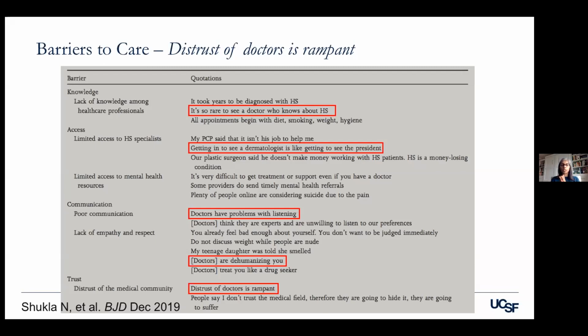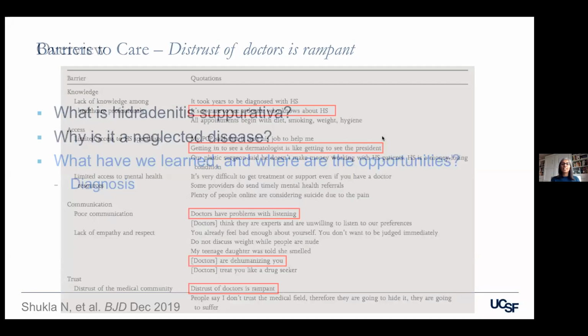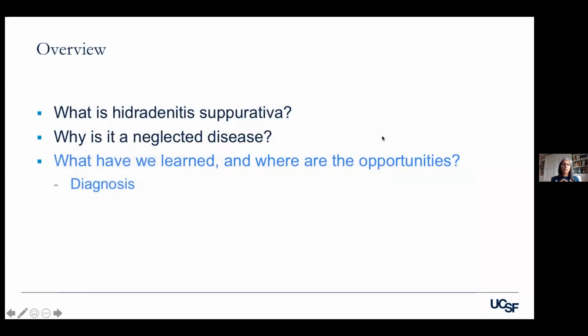So what I want to talk about today is just this small problem, I guess. How do we, as dermatologists and as a specialty that owns this disease, begin to talk about or think about tackling this problem of HS? So I want to start at the beginning and talk about the problem of diagnosis.